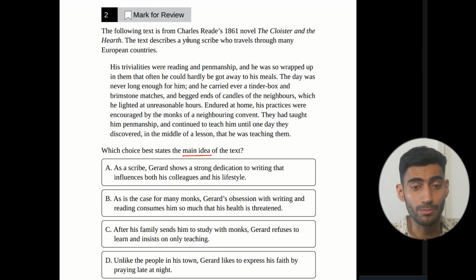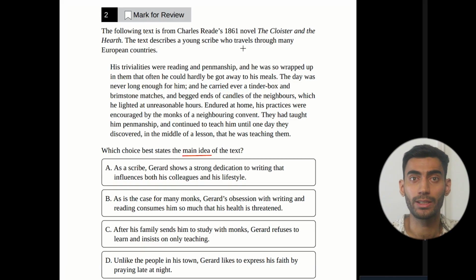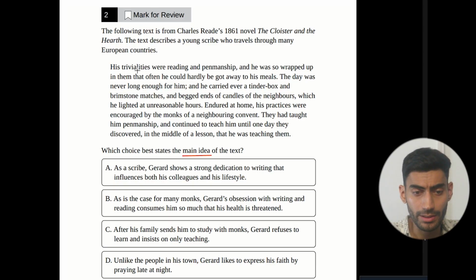So the following text is from Charles Reade's 1861 novel, from some novel in some year, and this is the name of the novel. I might not know what cloister means. I might not know what hearth means. Okay, don't panic. The text describes a young scribe who travels through many European countries. Now we're getting some context into what the passage is going to be about. His trivialities were reading and penmanship, and he was so wrapped up in them that often he could hardly be got away to his meals.